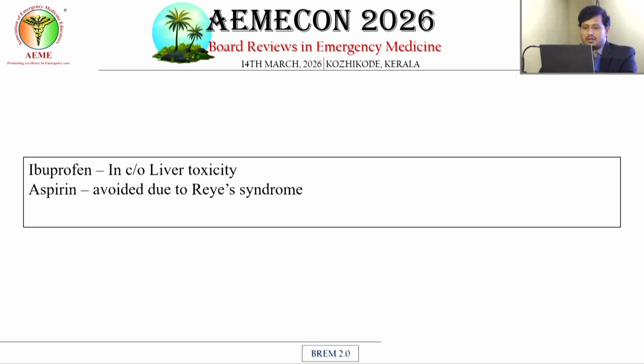And in case of liver toxicity, as we know paracetamol can cause liver toxicity, so in such cases, instead of paracetamol, you can go with ibuprofen also, and aspirin is to be avoided because it may cause Reye's syndrome.